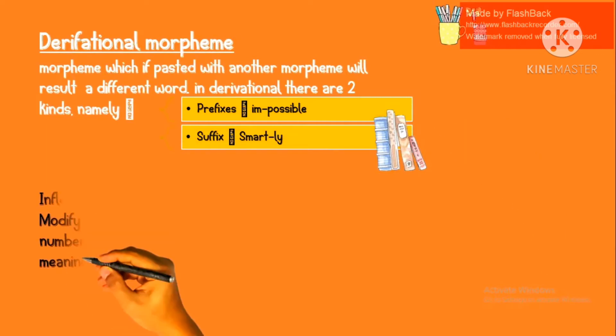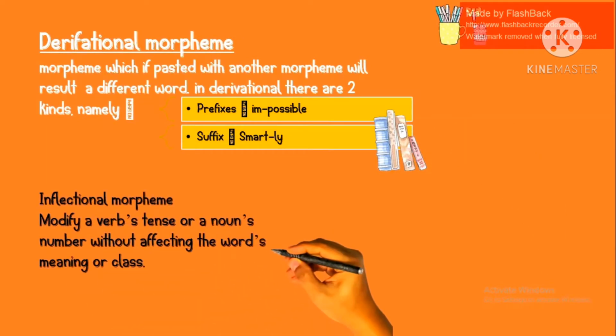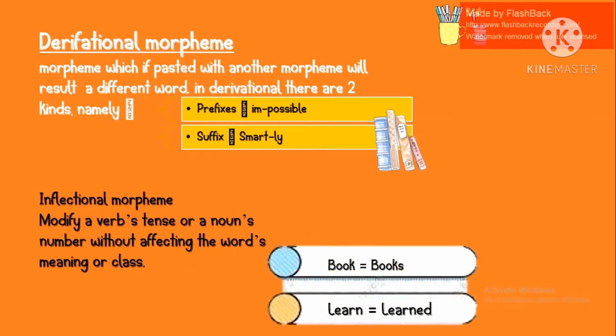And the second one is inflectional morpheme. Inflectional morpheme modifies a verb's tense or a noun's number without affecting the word's meaning or class. Examples are book, books, learn, learned.